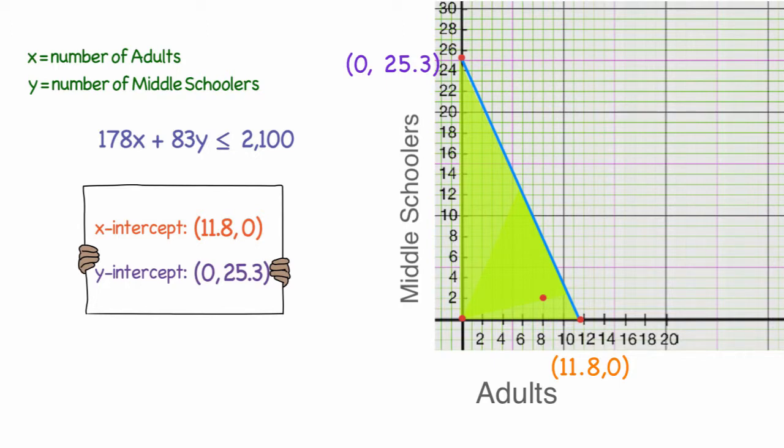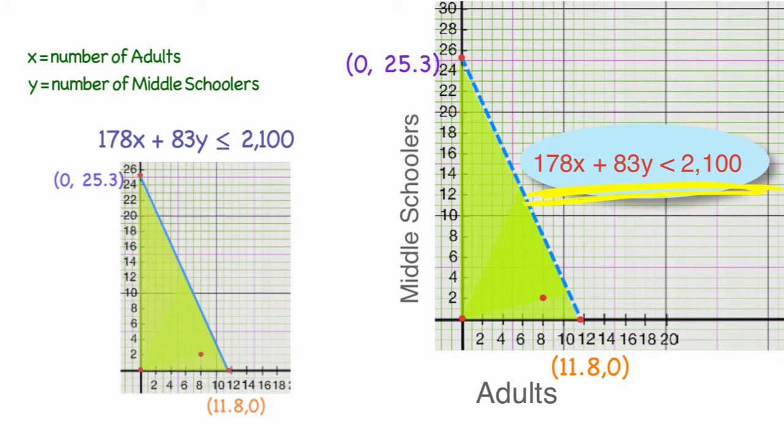So if my formula was 178x plus 83y is less than 2,100, I would still need that boundary line where it equals 2,100, because that way it lets me know that everything below it works. So essentially a boundary line separates the right answers from the wrong answers here. And so if I did not want to have the equal part as a part of my answer, I would have a dotted line here. It's almost like an imaginary line here that just separates the right answers from the wrong answers.